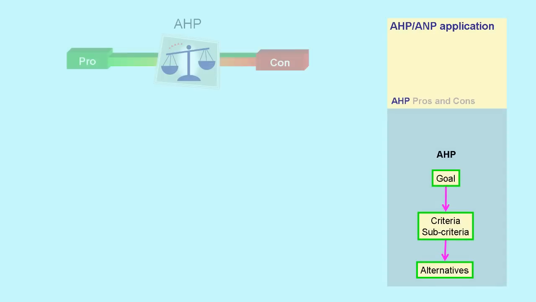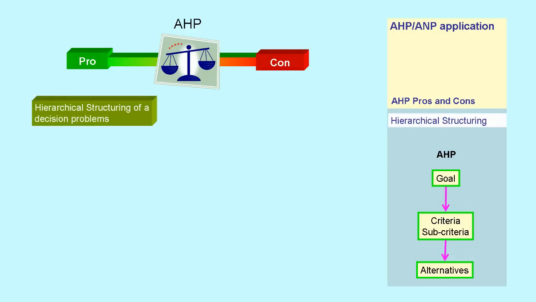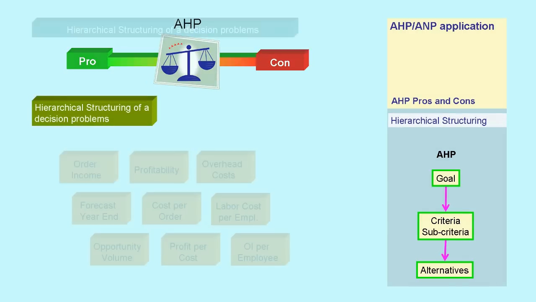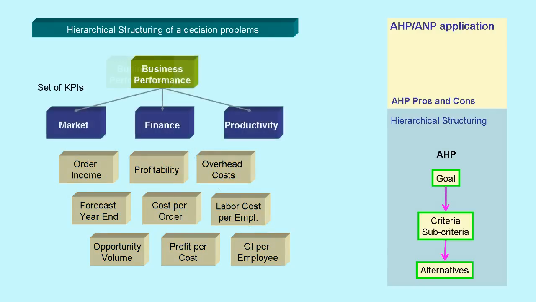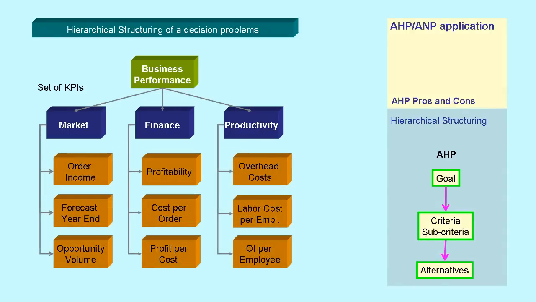So let's start with the pros and cons of the analytic hierarchy process. A very obvious advantage of the method is, of course, the hierarchical structuring of decision problems. Structuring a decision problem as a hierarchy is very natural and easy, as in business we are trained to break down complex issues into smaller sub-issues. When I introduced AHP the first time, the hierarchy describing the problem could easily be explained to the people involved in the evaluation.